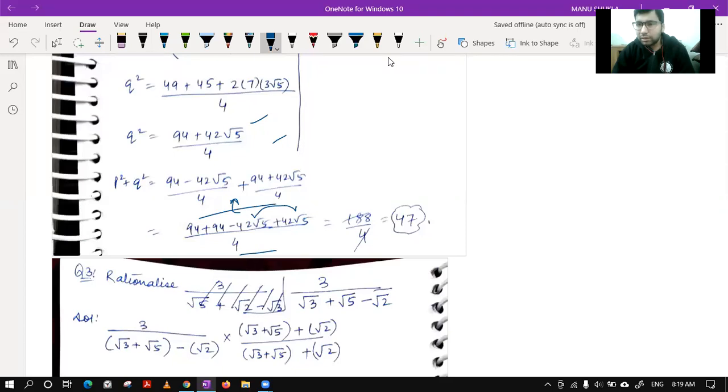Vaishnav, if the point is clear, we can also use a square plus b square directly, no issue. If you are getting the answer by that also, that is fine. But that will be a little more complicated. If you are able to deal with that, it is fine. Just to reduce the complexity, I went this way. First I found the p square separately, then the q square separately, and then I added them in the last to find the final answer. But you can do it in the starting also, no problem.